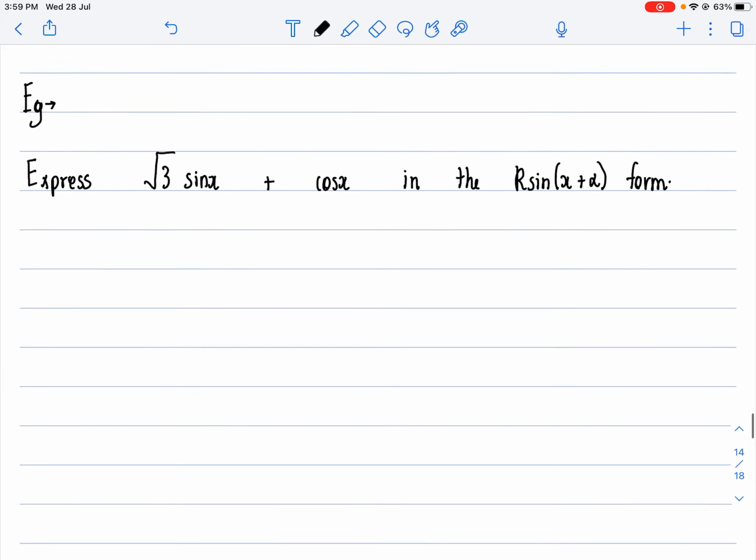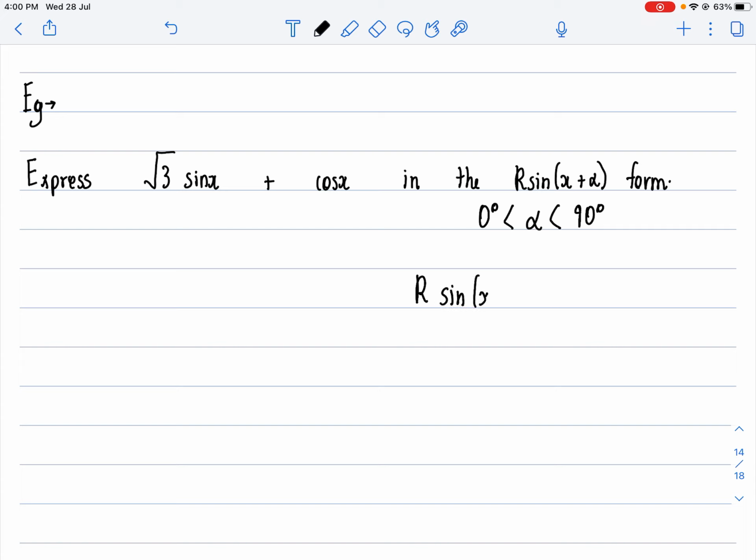The example is they'll ask you something like: express root 3 sine x plus cos x in the r sine x plus alpha form. And let's say they specify that alpha needs to be between 0 degrees and 90 degrees. So what you basically need to do is, note down the steps, first write the form which is r sine x plus alpha.